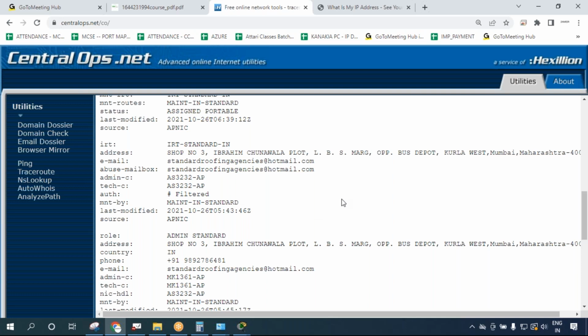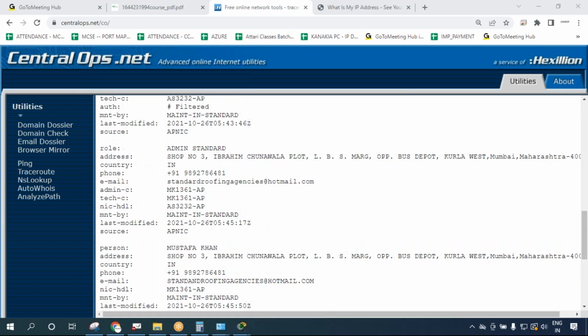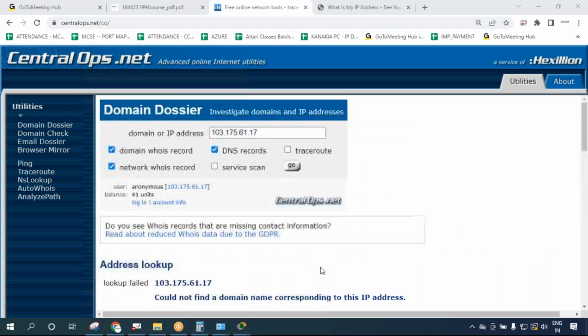Getting the point, my dear friend? See, a perfect address is also given: opposite Kurla bus depot, Kurla West, a famous place. Now you can also check your public IP. You can type "what is my IP" and you will see your ISP name. If your ISP is taken from some other ISP and that ISP is taken from ARIN, that name will be seen.